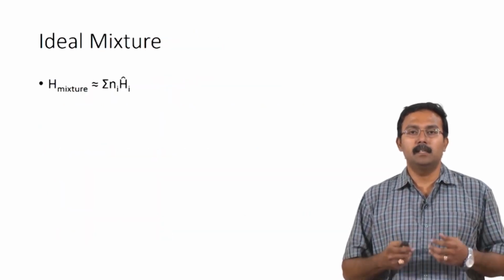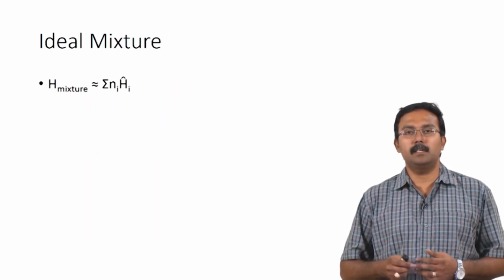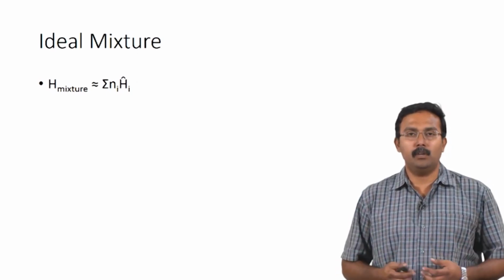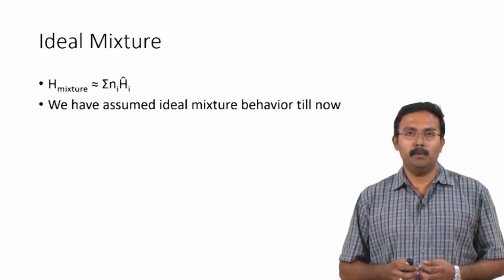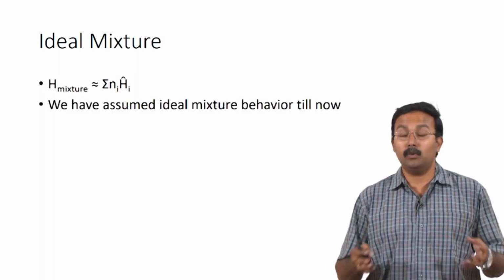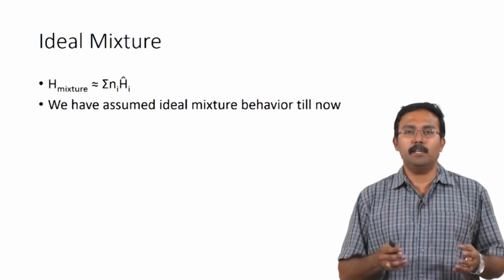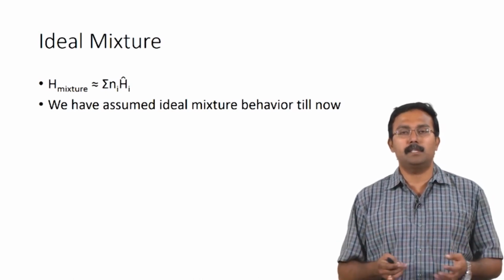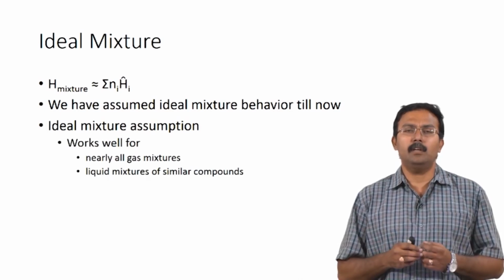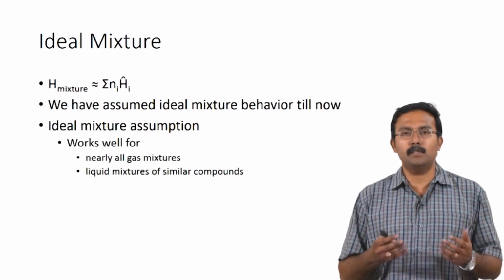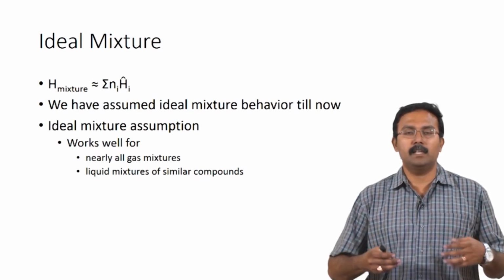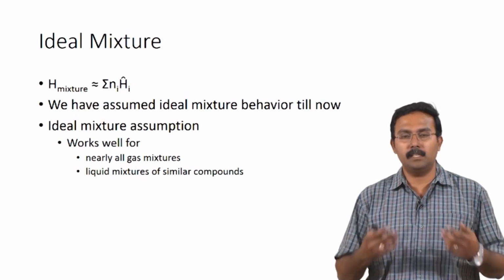In an ideal mixture, the enthalpy of the mixture is equal to the summation of the contributions of enthalpy of individual components. Until now we have been assuming ideal mixture behavior. That is why we have just been calculating the total enthalpy of a mixture as the summation of the enthalpies of individual components present in the mixture. The ideal mixture assumption works well for nearly all gas mixtures, because we are anyway operating under ideal gas behavior most of the time, and for those conditions this assumption is reasonably valid.